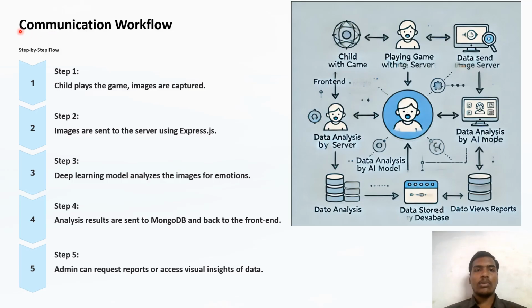Now let us see the communication workflow. Step 1, the child plays the game and images are captured. Step 2, images are sent to the server using Express.js. Step 3, the deep learning model analyzes the images for emotions. Step 4, analysis results are sent to MongoDB and back to the front end. Step 5, the admin can request reports or access visual insights of data. So this is the pictorial workflow of our project.